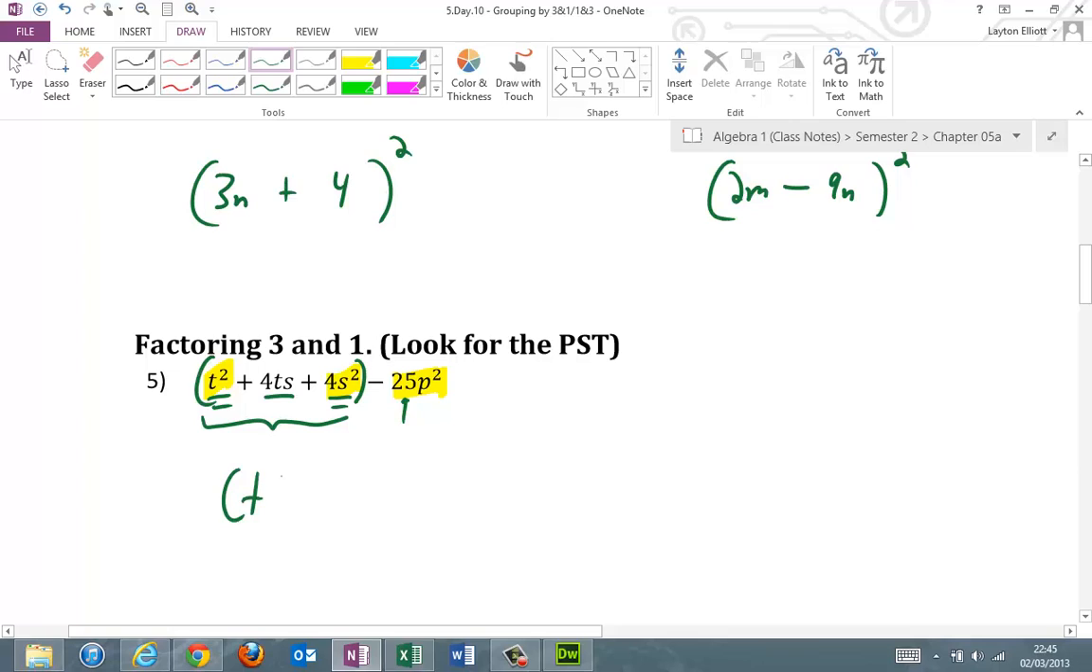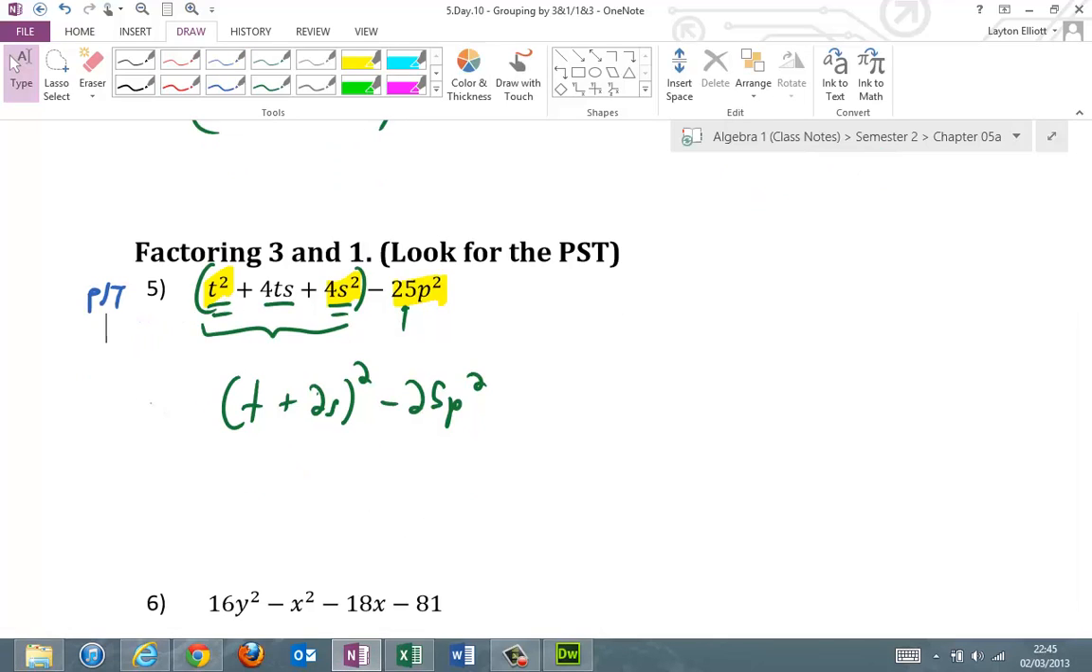That would come down to be t, then I have 2s, that's a plus, and I know it's a square. Check just by foiling. T squared plus 4ts plus 4s squared. That works. Then I still have the minus 25p to the second. So, we started off with a perfect square trinomial. We got down to this, but we are not done, because we have a minus sign in between two terms. This is another factoring pattern that we have done before.